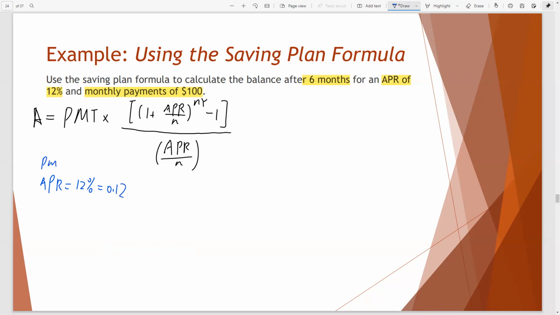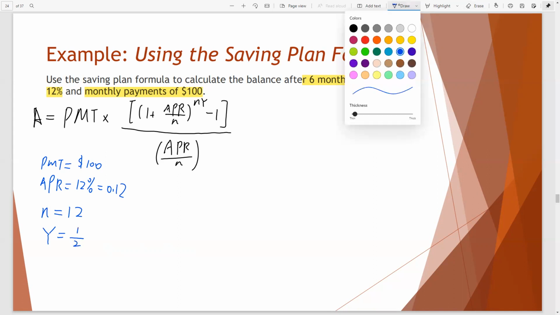Monthly payment is $100. And that is 12 payments per year. And we only have 6 months. So the year is a half, or 0.5. Let me just put a half to make more sense. Right, so that's what we have.